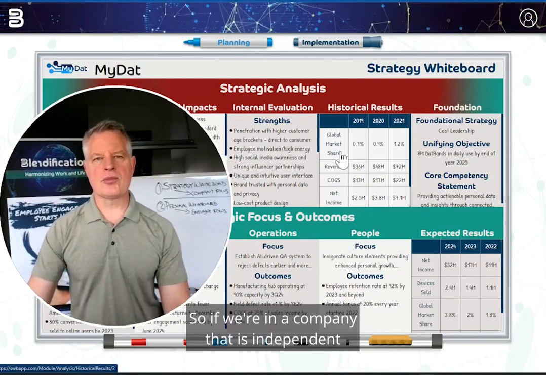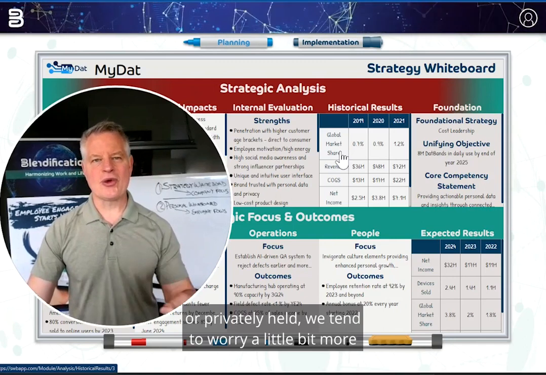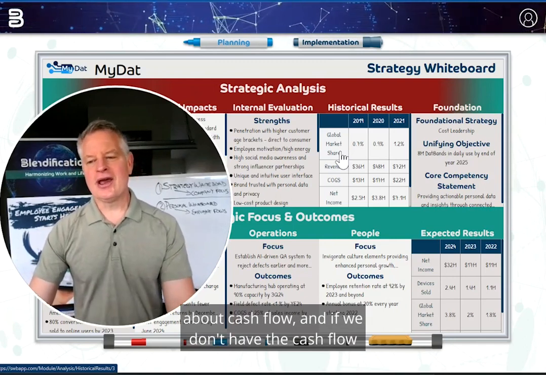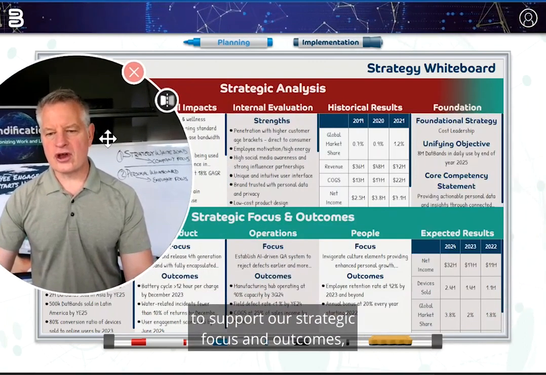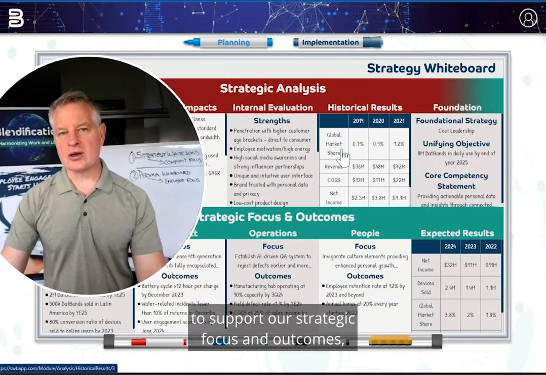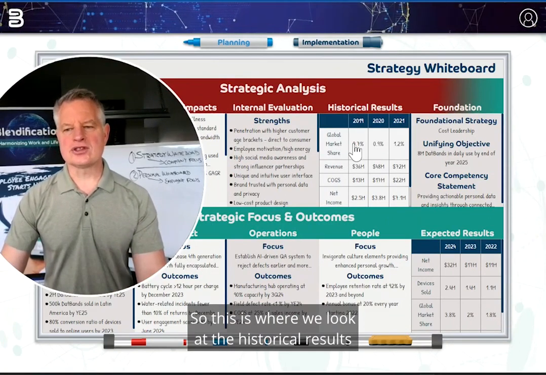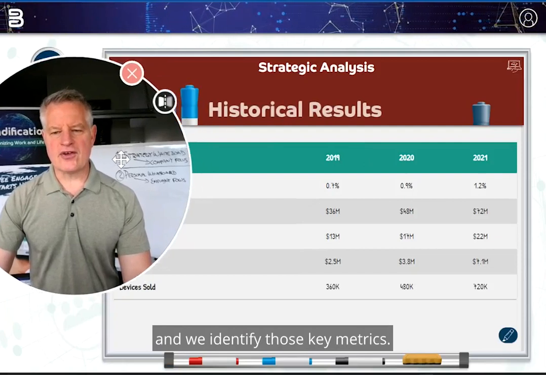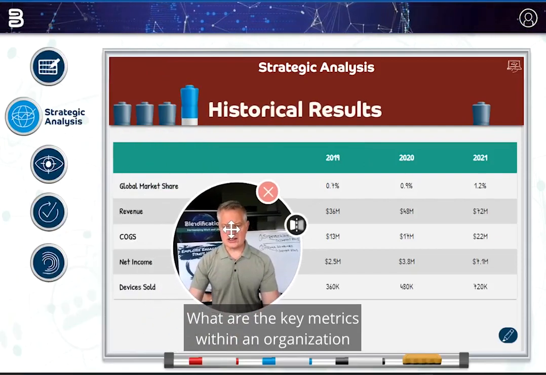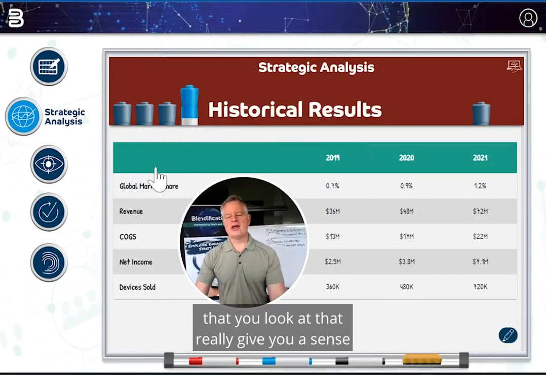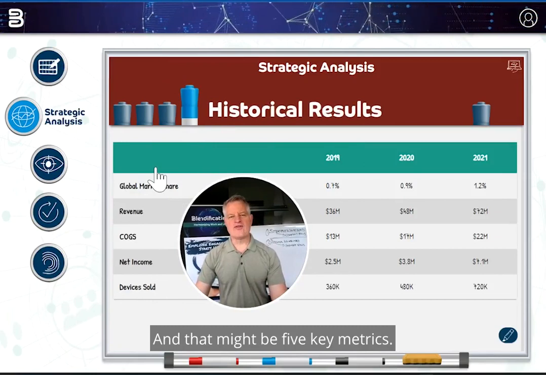So if we're in a company that is independent or privately held, we tend to worry a little bit more about cash flow. And if we don't have the cash flow to support our strategic focus and outcomes, then we're wasting our time doing the planning. So this is where we look at the historical results and we identify those key metrics. What are the key metrics within an organization that you look at that really give you a sense of how the company's doing? And that might be 5 key metrics.